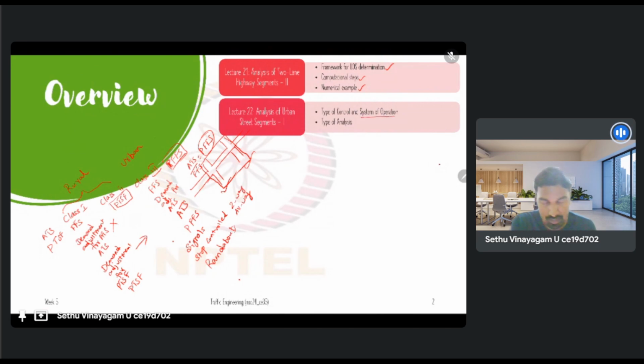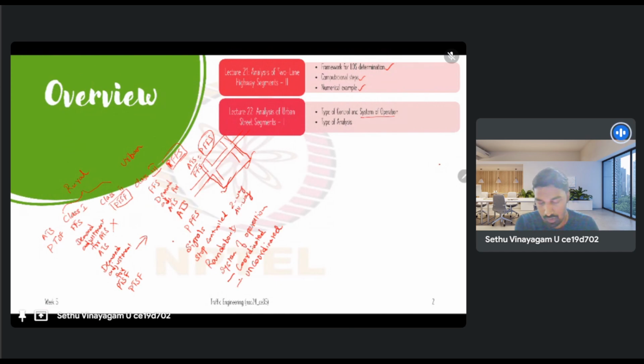And then we have different systems of operation, right? How do these different intersections work, right? So whether they are independent of each other, or whether the operation of one and its upstream or downstream intersection are linked or not, right? So within systems of operation we have coordinated and uncoordinated, right? So this is mostly applicable for signalized intersections, right?